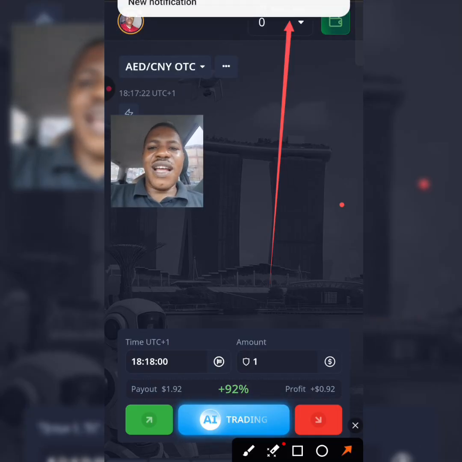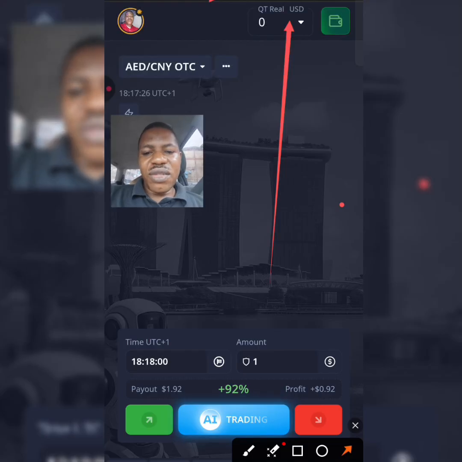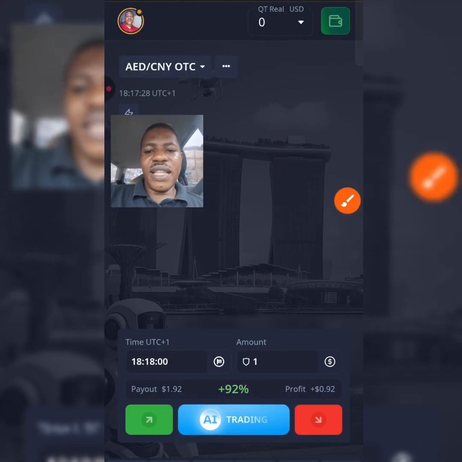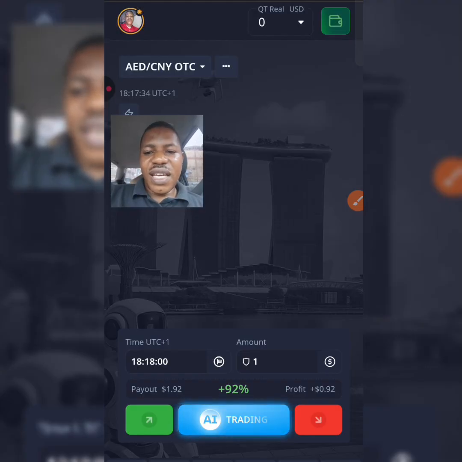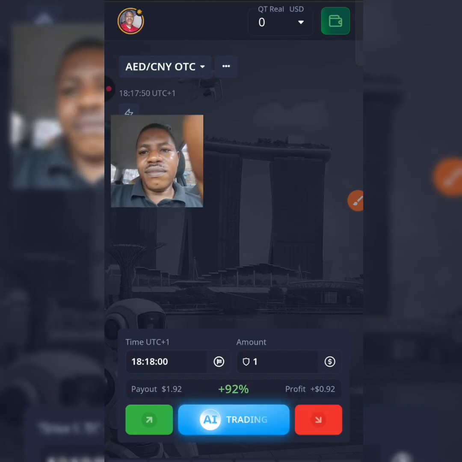So for some days now, I have not been trading. I'm waiting for them to pay before I deposit a new amount. I don't want anything that will affect whatever I have already gotten from Pocket Option. So I'll wait for them to pay before I actually deposit. Let me just show you the withdrawal.